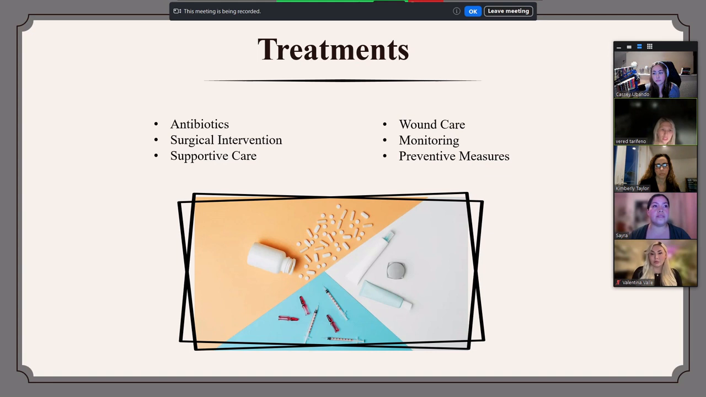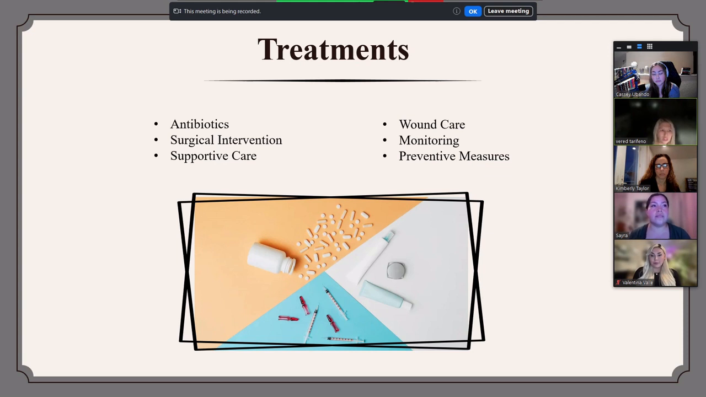Surgical intervention: in severe cases where the infection has complications like abscesses or deep tissue infections that don't respond well to antibiotics, surgery may be necessary. During surgery, the infected tissue is removed to prevent the spread of the infection and promote healing.